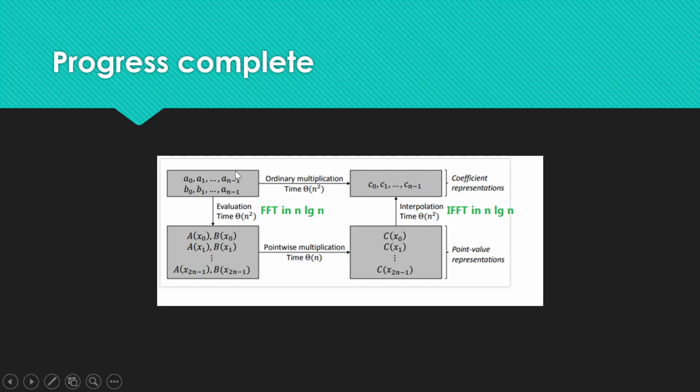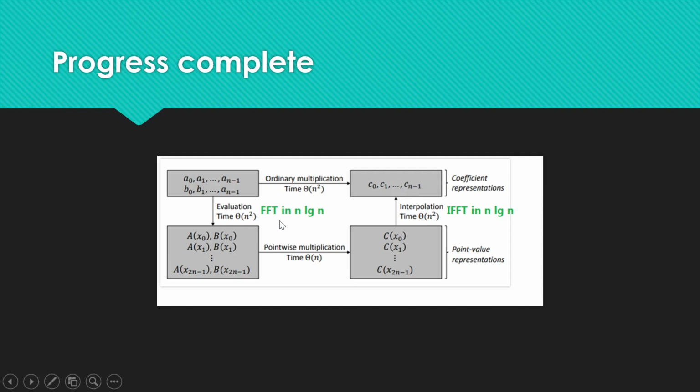So we start again with the coefficient representation of the two polynomials, do FFT separately on both of them, and we merge them using pointwise multiplication, and after this we get an evaluation vector, and then we input this evaluation vector into the inverse FFT to get back the coefficient representation of the multiplication of a and b. So that completes our lecture.